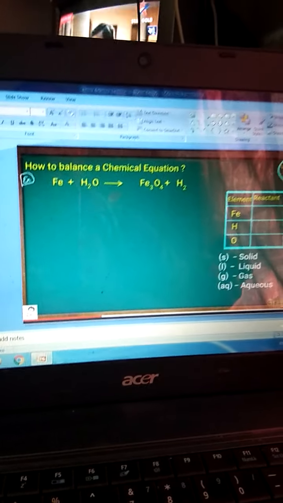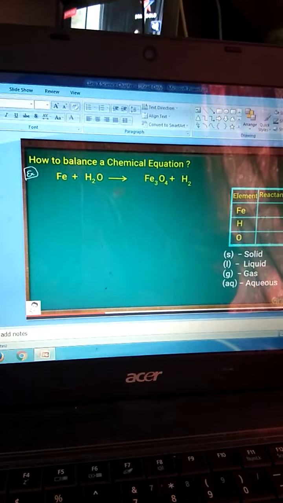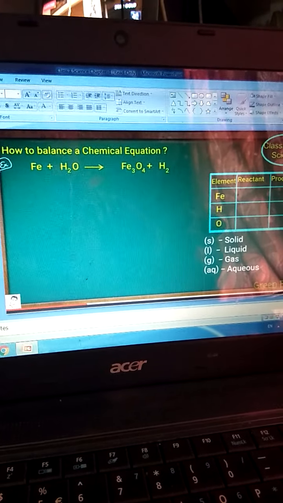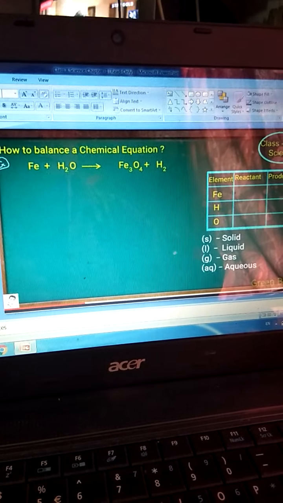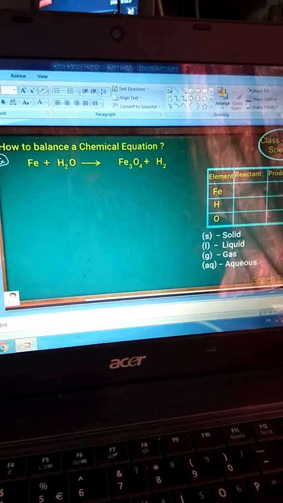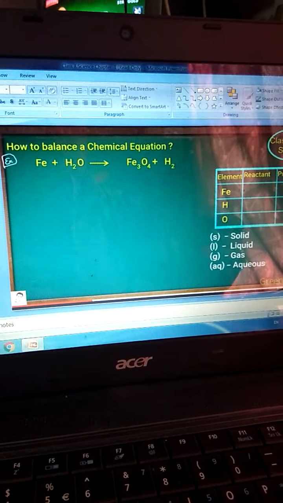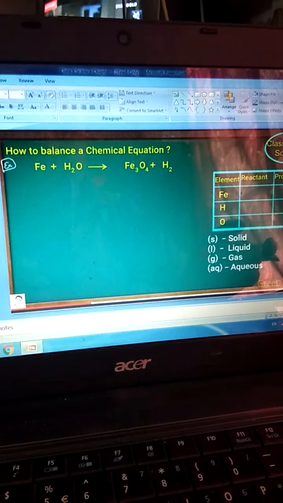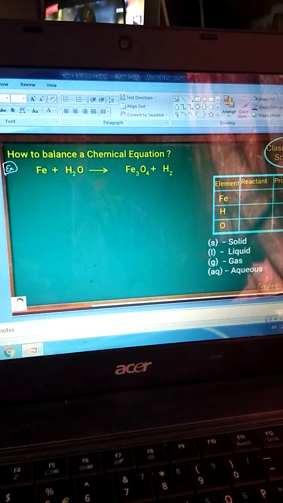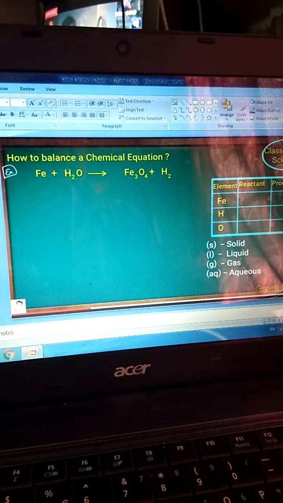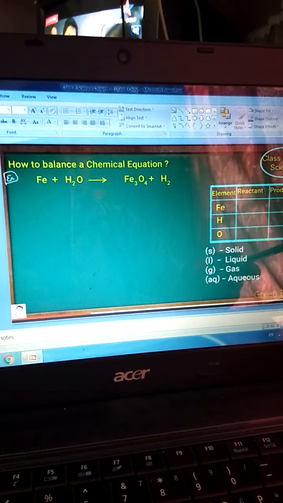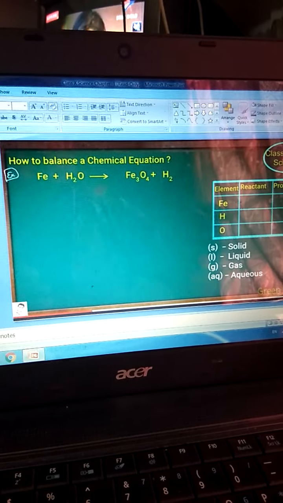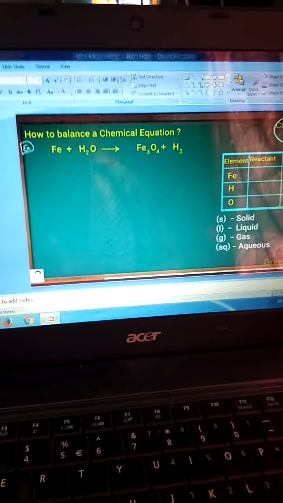So why we need to balance the chemical equation, that too we have to know. We need to balance the chemical equation because we have learned in class 9 the law of conservation of mass. The law of conservation of mass states that mass can neither be created nor destroyed. That means the total mass on the reactant side should be equal to the mass on the product side. Therefore, we need to balance the chemical equation. Now we can see how we are going to balance the chemical equation.